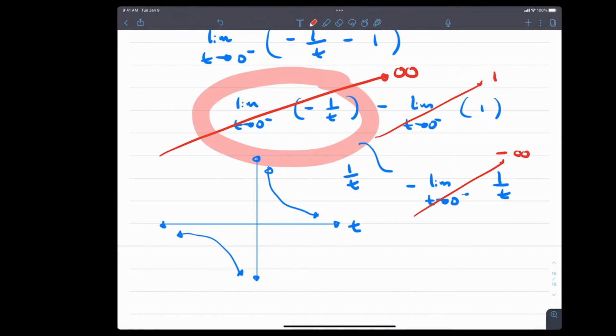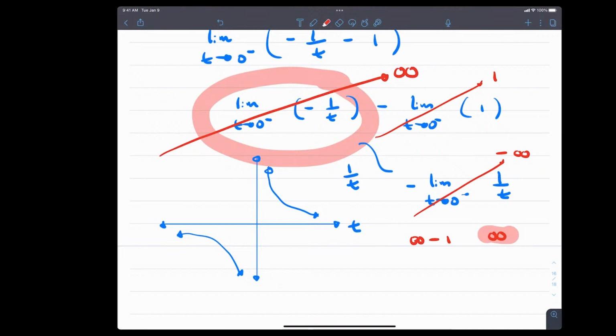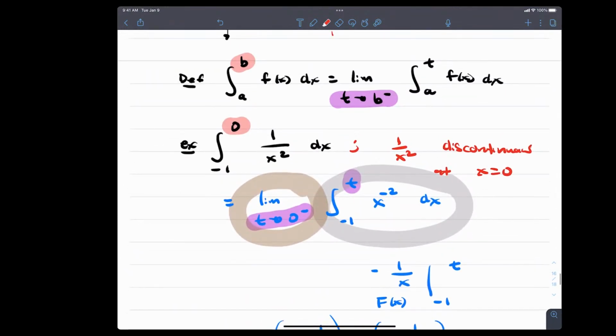So that limit is infinity. Is that true? And so what is infinity minus 1? Is that infinity? Remember, Oprah money, and she spent $1, still means she has Oprah money. So what do we know about this particular integral? This one diverges. Good job. Diverges.